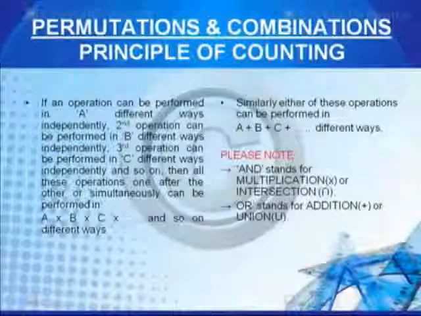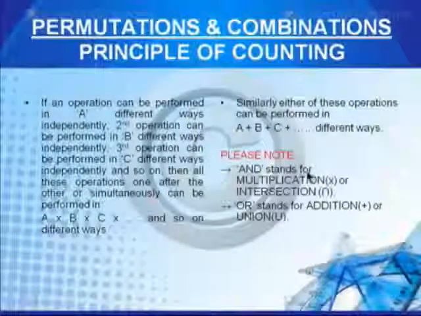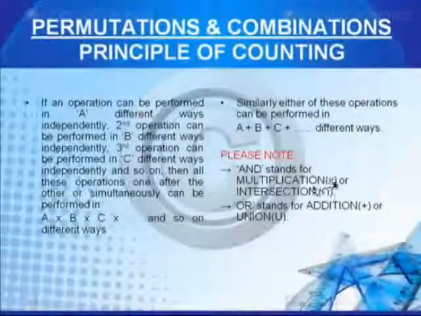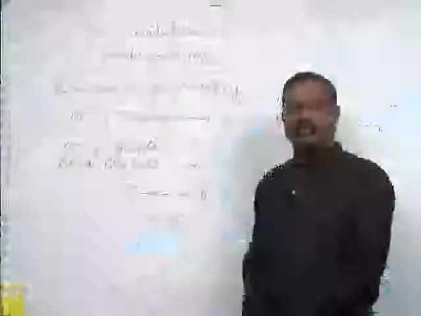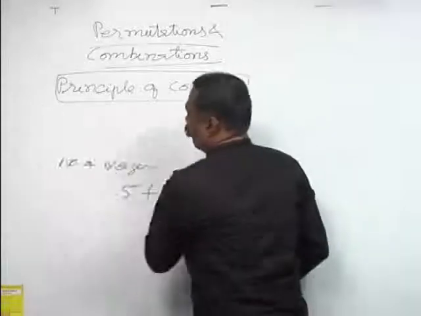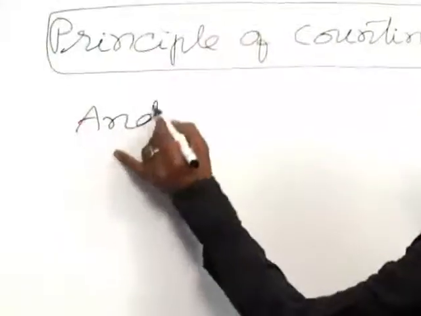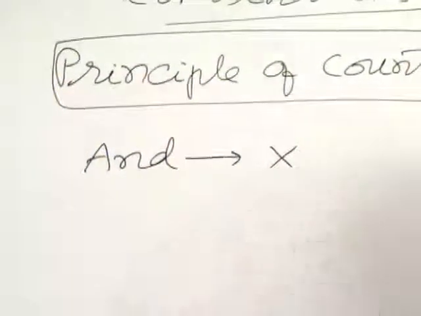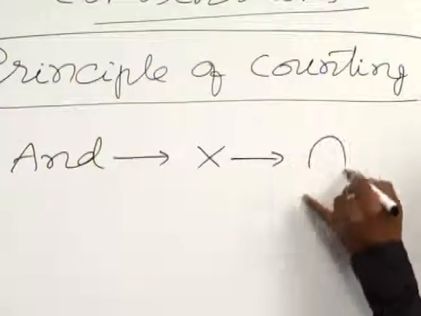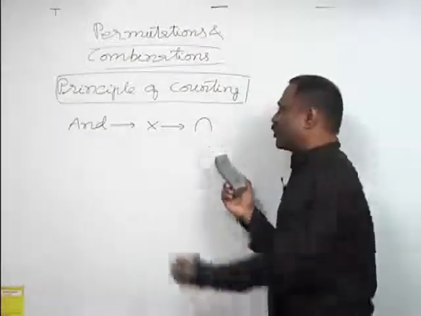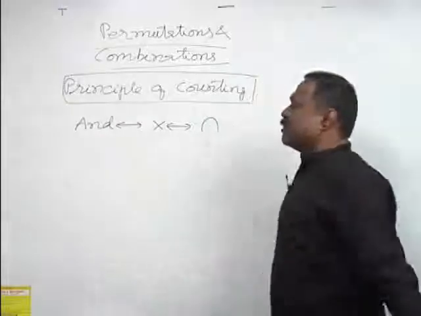Please note that "and" stands for multiplication or intersection. Further, after the introduction of set theory, understand it, wherever you get "and", instead of "and" you have to write into, multiplication, and instead of "into" you'll have to use intersection, or intersection can be written as into, multiplication, and "into" can be written as the "and".